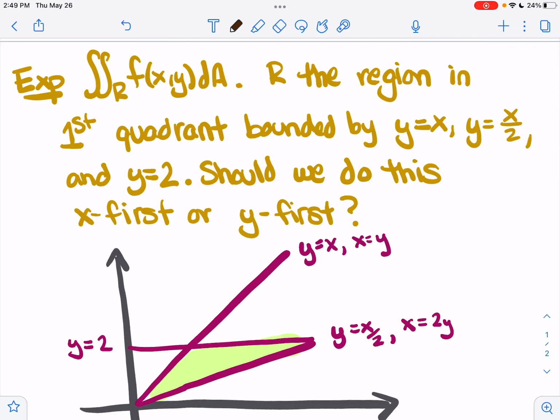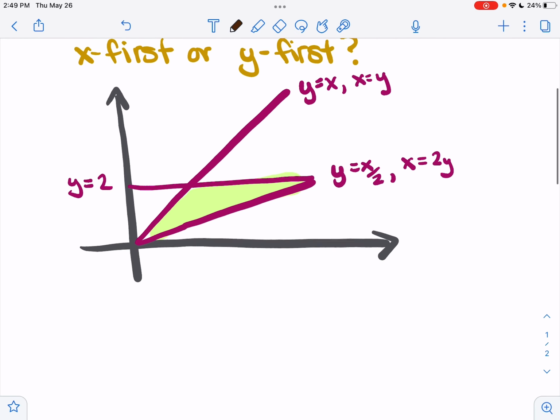All right, we're just given the description. I've already put the picture in, but that's part of the work in a lot of these problems, is coming up with the picture. The description tells us that R is the region in the first quadrant bounded by these three curves. They're all lines, so we have three lines, y equals 2, y equals x over 2. Draw all these. The area that's caught between the three of them is the region of integration.